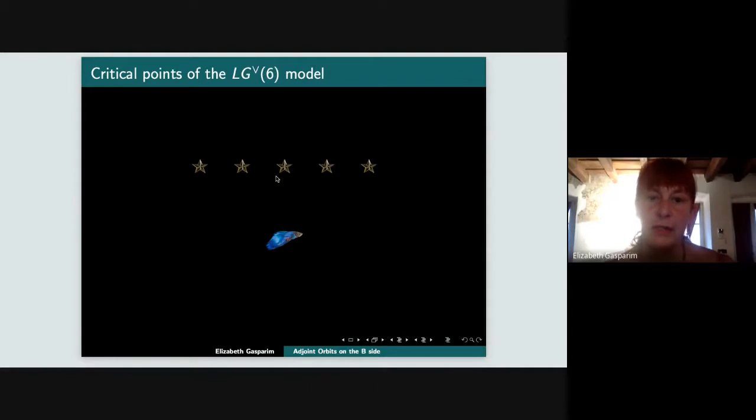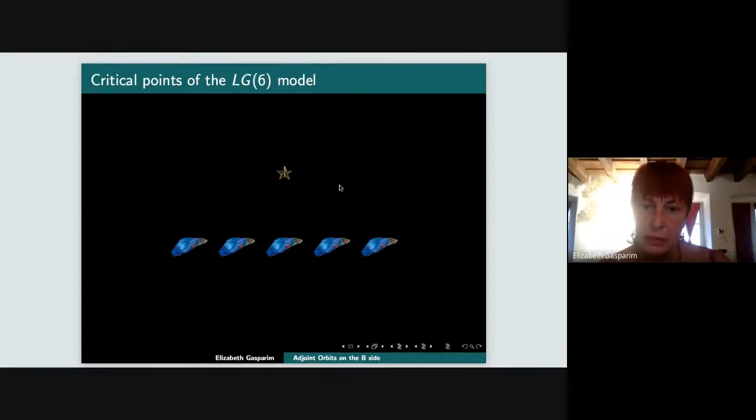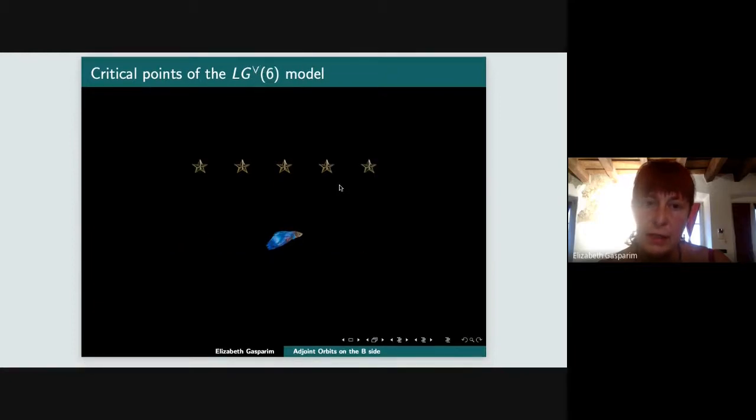In the mirror, it's exactly the opposite. In the mirror, one remains at finite level, and all of the others are at the fiber at infinity when you compactify. So this is the duality that happens, the duality that happens to the minimal orbit.